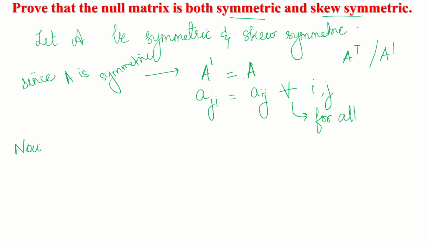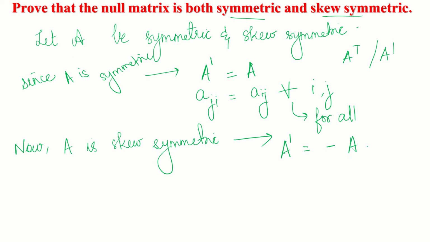Now, if A is skew-symmetric, what can we conclude? We can tell that A transpose will be minus A. This is my equation 1. And A transpose is AJI, which would be equal to minus A, which is minus AIJ. This is equation 2.